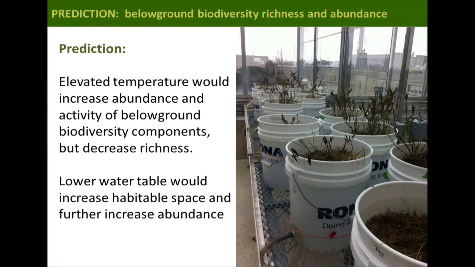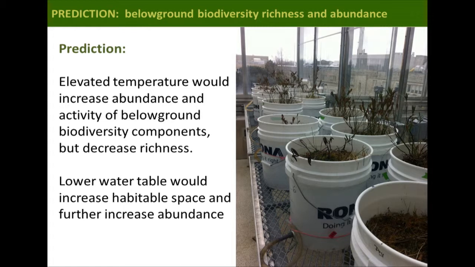Our predictions for the below ground biodiversity, particularly the mesofauna and the fungi, were that elevated temperature and lower water table would create more habitable pore space. It was going to create favorable conditions and release some of the metabolic and reproductive constraints. And so it was actually going to enhance the abundance of some of the microarthropods.